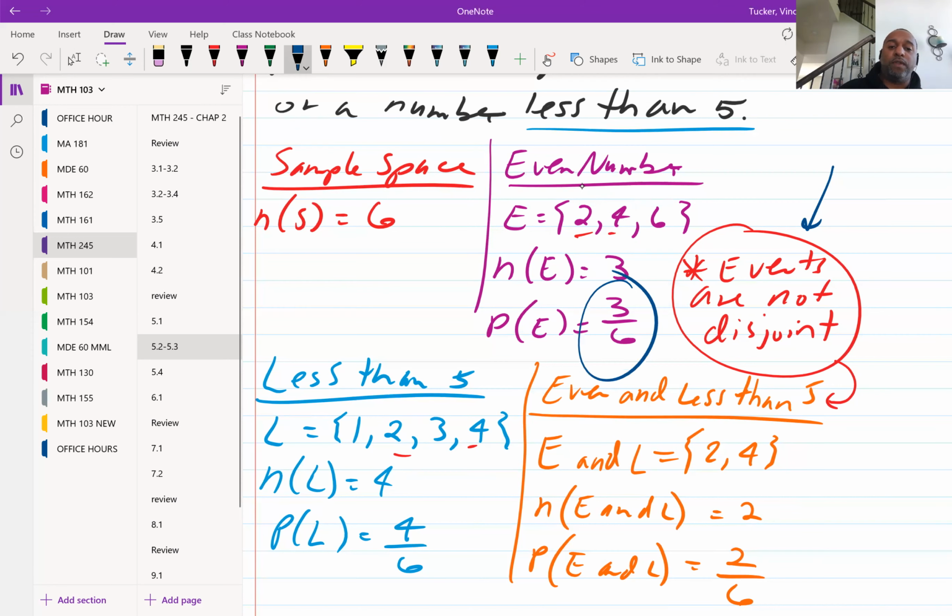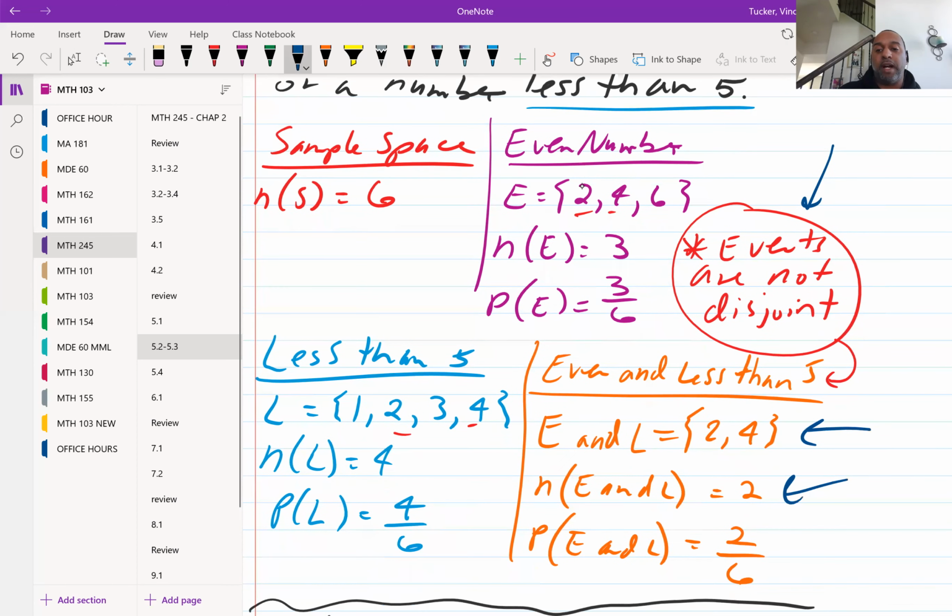If I were to add 3/6 and 4/6, that'll give me 7/6, which would give me a number greater than 1. Remember, our probability cannot be greater than 1, so you should know that something is wrong there. The reason is that we're counting 2 and 4 in this number here, and we're counting 2 and 4 in this number here. So we don't want to count 2 and 4 twice. That's why we consider what they have in common, which is 2 and 4. The number of items that they have in common is 2, and that's why it's 2/6.